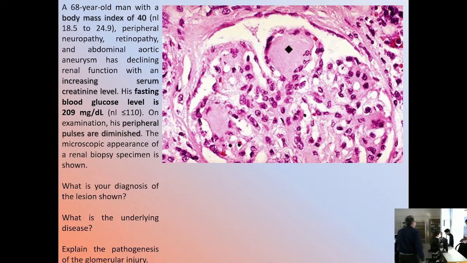So what can be the systemic disease with all these effects in multiple organs? What's the possible? Diabetes. It's diabetes because you see the fasting blood glucose level is too high. Yes. So this is diabetes mellitus. And his peripheral pulses are diminished. Why? Because all blood vessels are affected by diabetes and they are abnormal.